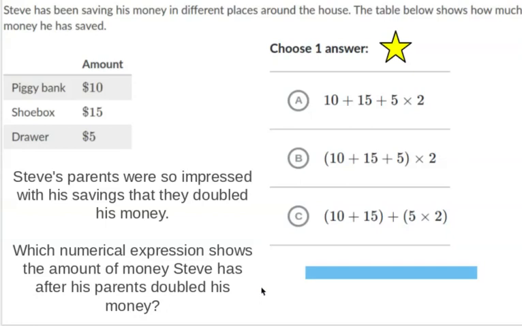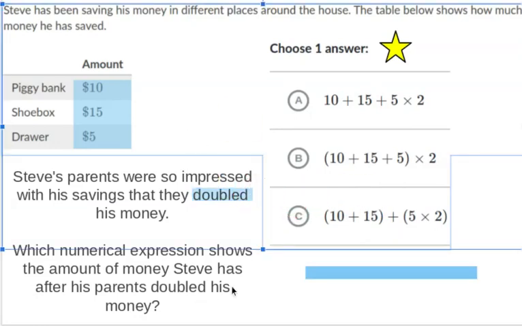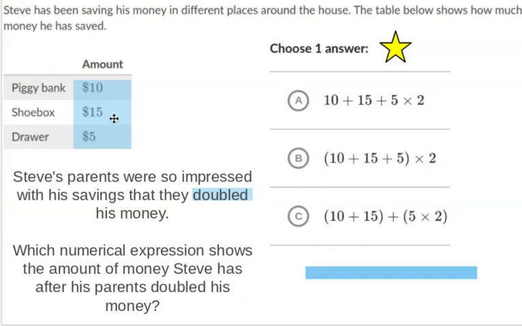All right. Well, I know that all of this is what Steve found. And we know that his parents are going to be doubling all of this up here. So we have to think about which of these makes sense. Well, I see in letter A, the 10 from the piggy bank, the 15 from the shoebox, and the 5 from the drawer, and I see that doubled with the times 2.